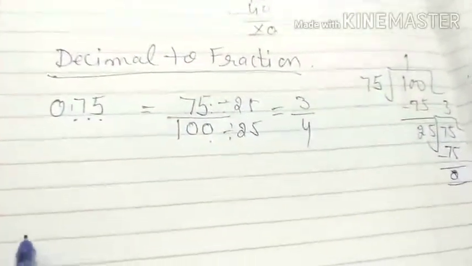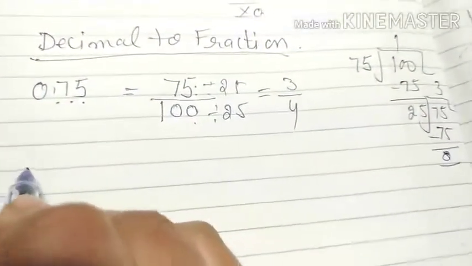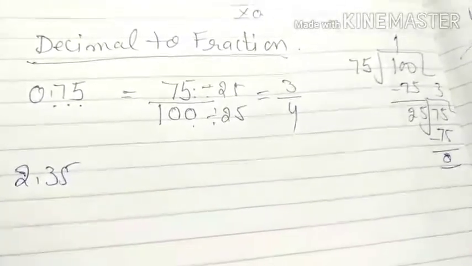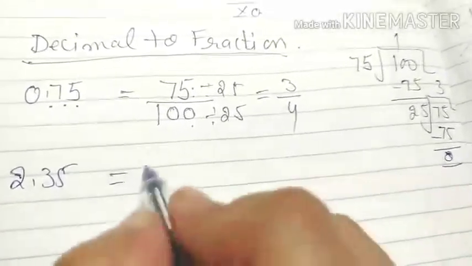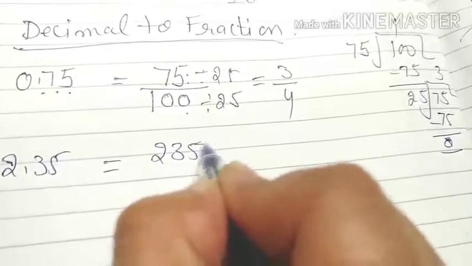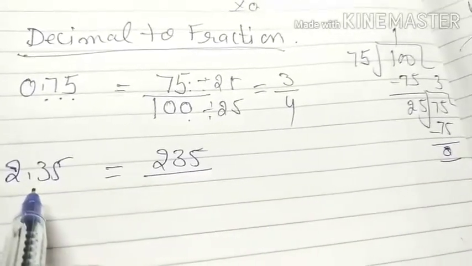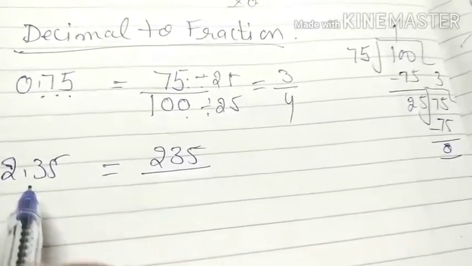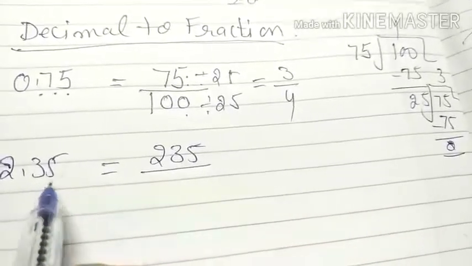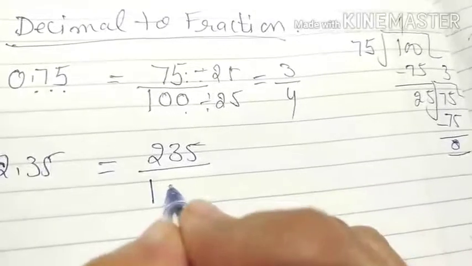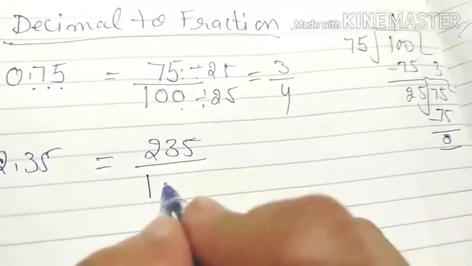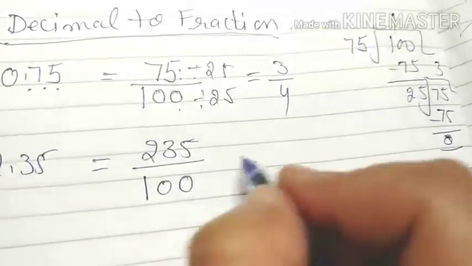Suppose I have a bigger number like 2.35. So I first write the numerator without the decimal. Now I count the digits after the decimal. After the decimal there are 2 digits. So with 1, I mark 2 zeros in the denominator.